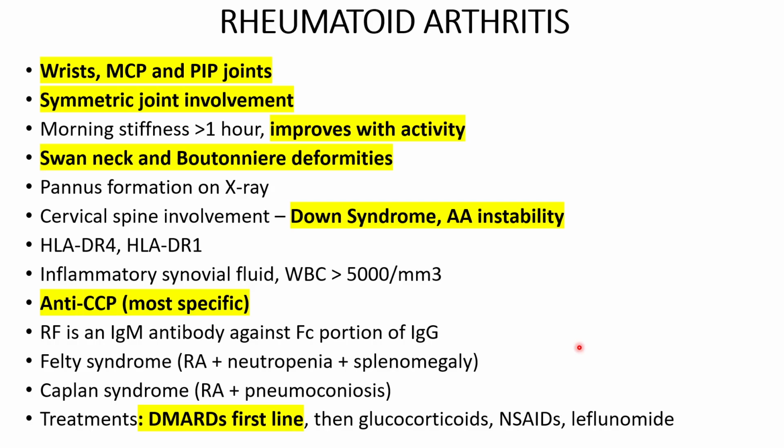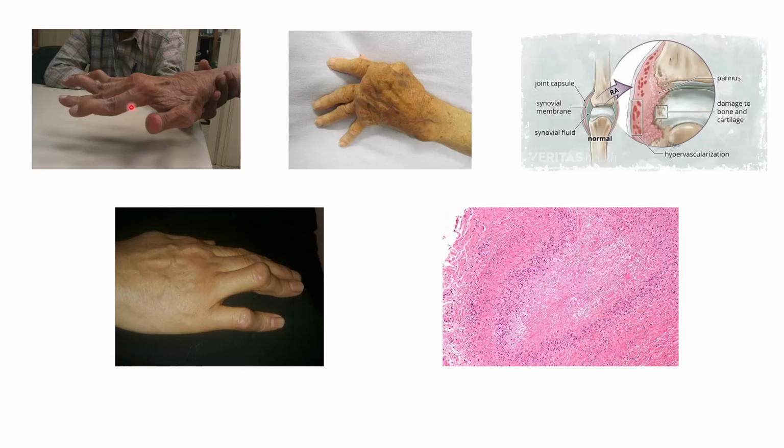All right. So here's an example of the swan neck deformity. It really looks like a swan neck here. And we have ulnar deviation. Remember, this is the radial aspect of the hand. This is the ulnar aspect. The fingers are going to ulnarly deviate.